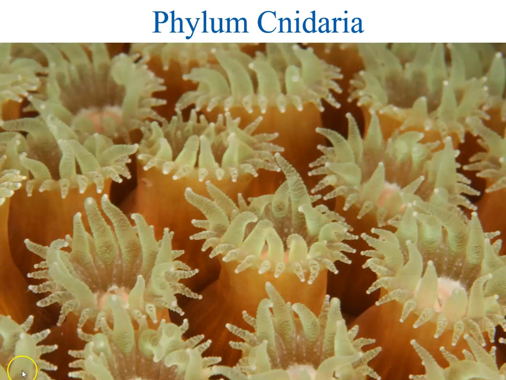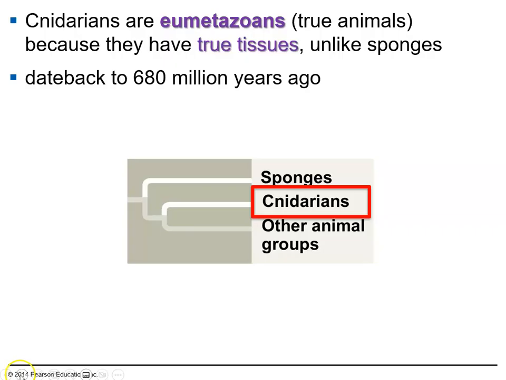So let's start with our phylogenetic tree that we've been following as we've been studying the different types of organisms. We left off in our last lesson with the sponges, which is the basal group of animals. And if you recall, that means it's the earliest group to diverge from the other descendant groups of animals. So cnidarians would have come about after sponges.